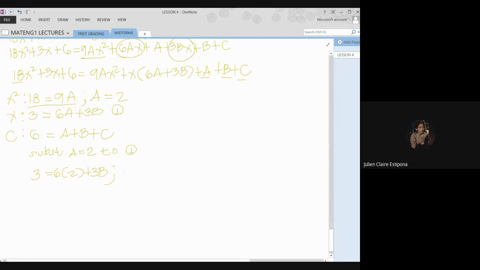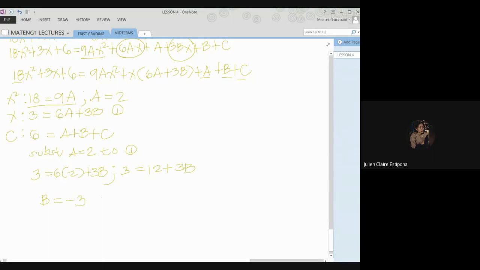So that is 3 is equal to 6 times 2, that is 12, plus 3b. So what is the value of b? 3 minus 12, divided by 3, what is your answer? Negative 3. Okay, that is negative 3. The same for you? Sige, that is correct.